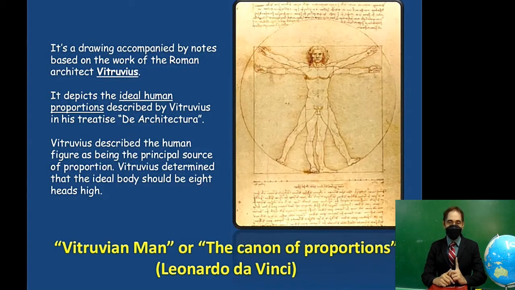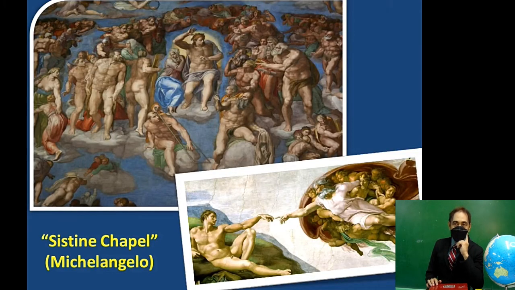Vitruvian Man by Leonardo da Vinci, the most famous proportion of the human body. It is a drawing accompanied by notes based on the work of the Roman architect Vitruvius. It depicts the ideal human proportion described by Vitruvius in his treatise De Architectura. Vitruvius described the human figure as the principal source of proportion and determined that the ideal body should be eight heads high. The Sistine Chapel by Michelangelo Buonarroti.